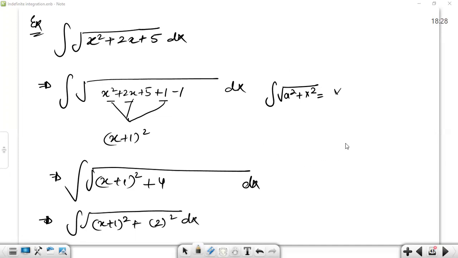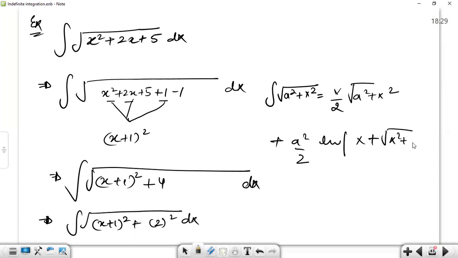So we already know the result of this equation, and this is a standard result. The answer is x by 2 times the square root of a square plus x square, plus a square by 2 logarithm of x plus root of x square plus a square. So we'll use the same result over here also, where a is 2 and x is x plus 1.